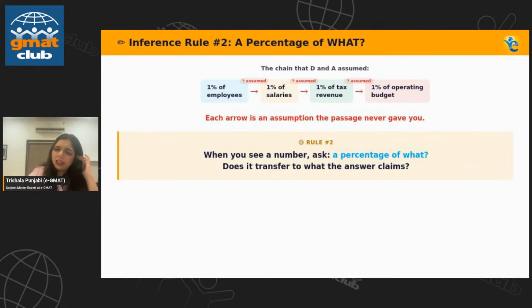So, what happened here? The reason that so many of you got this incorrect is the assumed chain. 1% of employees was assumed to be 1% of salaries, which was assumed to be 1% of tax revenue, which was assumed to be 1% of operating budget. Each of them is an assumption that the passage did not give us. First, the biggest thing, 1% of employees is not 1% of salaries. Got it?